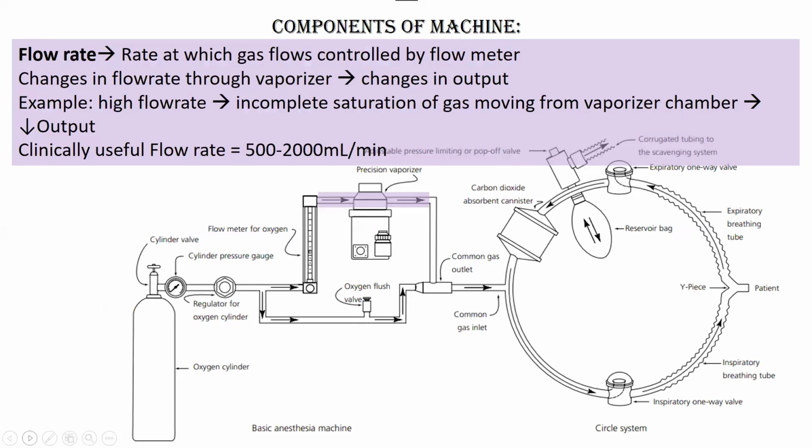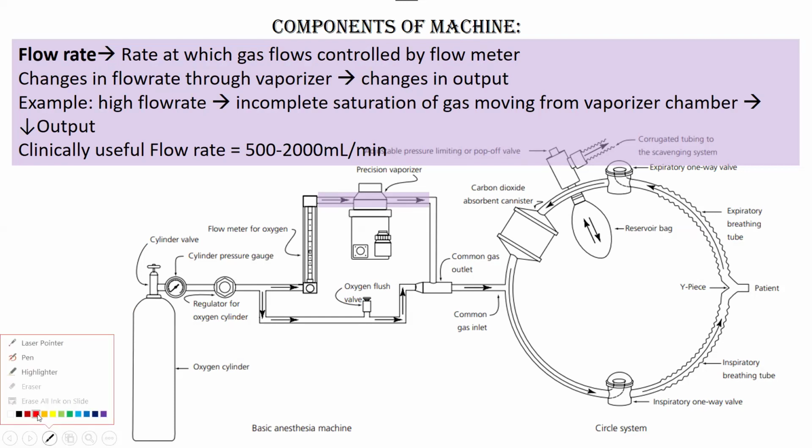Next we have the flow rate. The flow rate is the rate at which gas flows and is controlled by the flow meter. So this flow meter basically controls the rate at which the gas flows. Changes in the flow rate through the vaporizer change the output. So if the rate of gas flow through this vaporizer is changed, the output is changed. Because if there is a high flow rate, then there will be incomplete saturation of gas moving from the vaporizing chamber and there will be reduced output. Let me explain what this means.